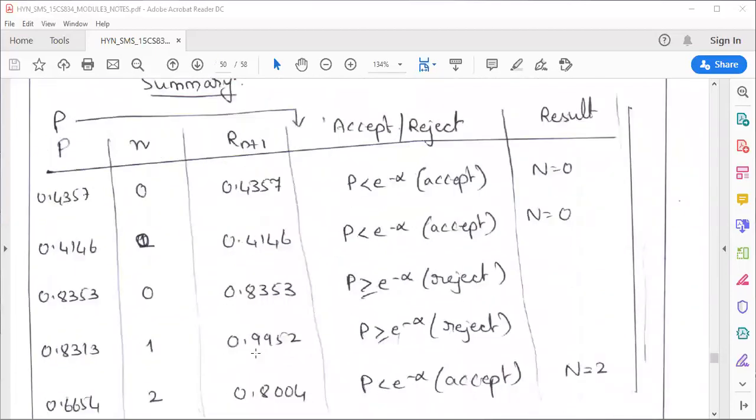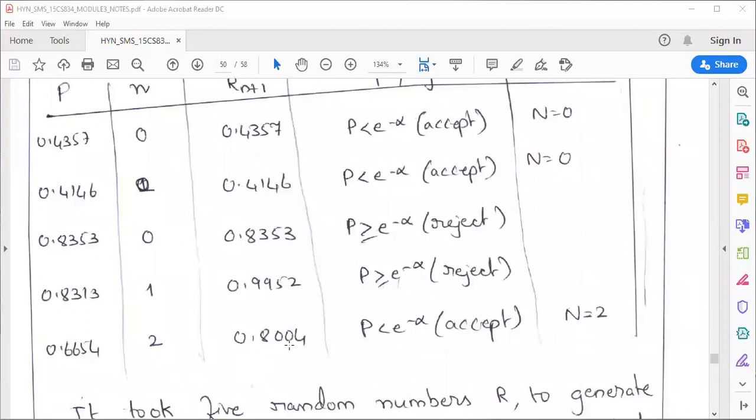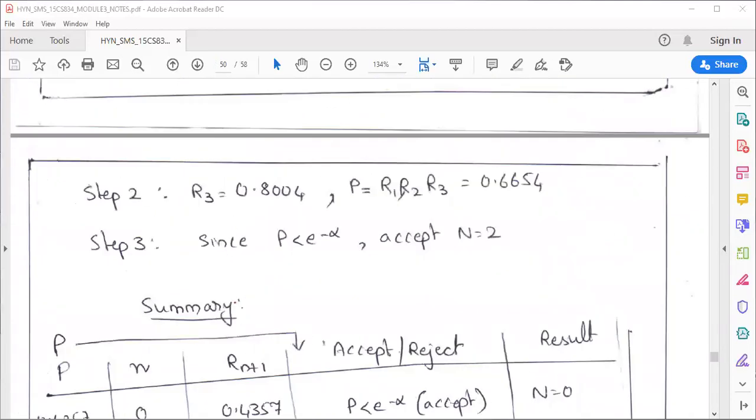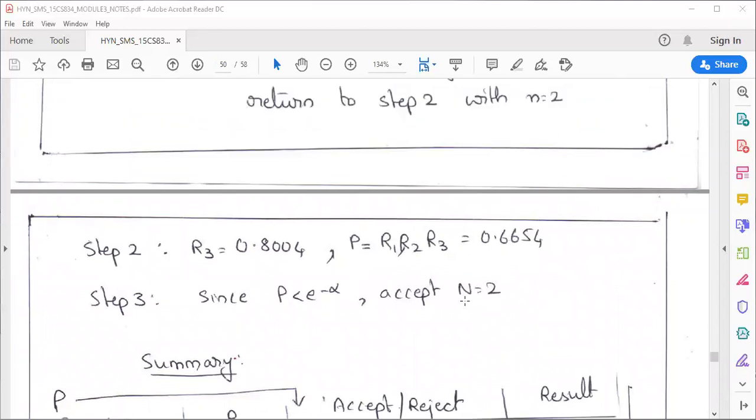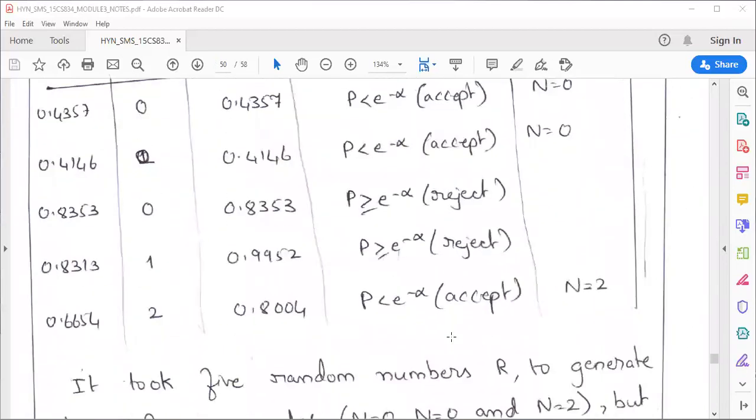Right? So next what do we do? We will take the next random number, the last random number, which is 0.8004. Then we multiplied this 0.8313 with 0.8004 and got the value as 0.6654, right? So the value of n is 2. When small n is equal to 2, we accepted it because p is less than e power minus alpha. Capital N is equal to 2, right?